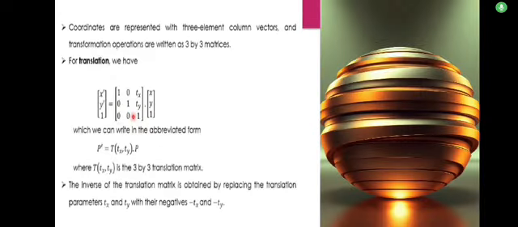Positions are represented with three-element column vectors, and transformation operations are written as 3 by 3 matrices. For translation, we can write in the abbreviated form p' = T(tx, ty) · p, where T(tx, ty) is the 3 by 3 translation matrix. The inverse of the translation matrix is obtained by replacing the translation parameters tx and ty with their negatives, minus tx and minus ty.